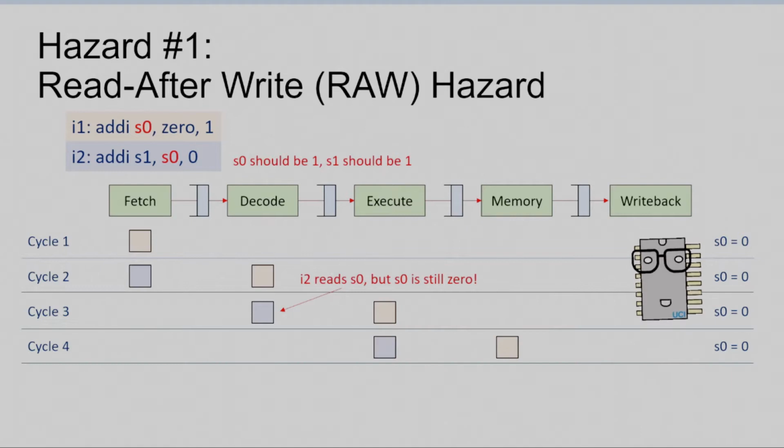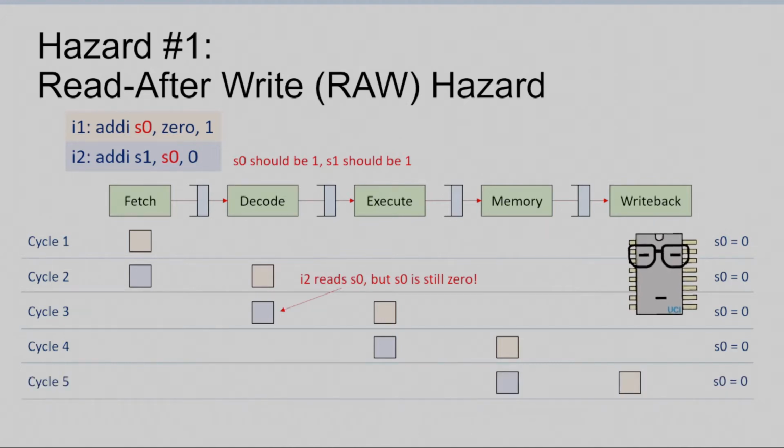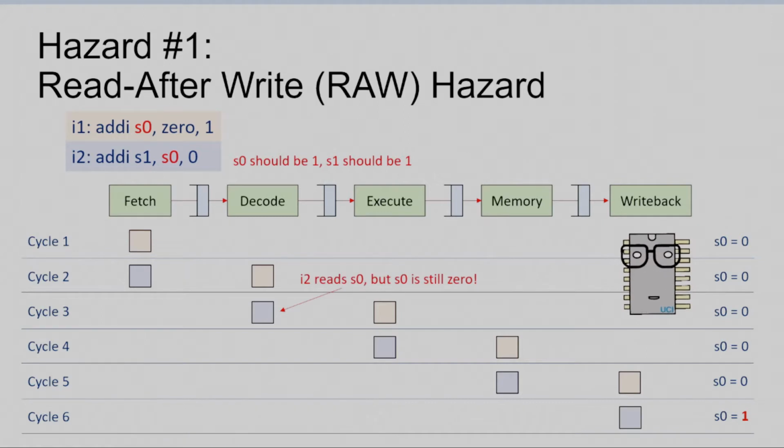So it goes on. We read the wrong data, but the pipeline implementation doesn't know intuitively what we as CPU architects wanted. So it just happily moves data through the pipeline. We are moving wrong data through this whole pipeline until instruction 1 reaches the write-back stage. And only after instruction 1 is retired from the write-back stage is the correct, so to speak, answer for S0 now available from the register file.